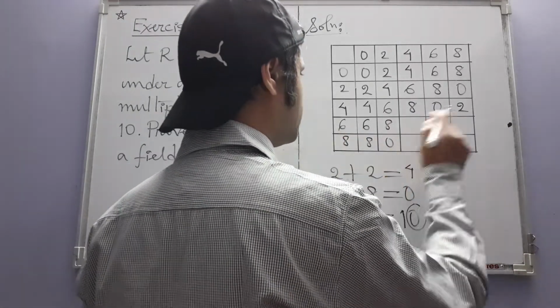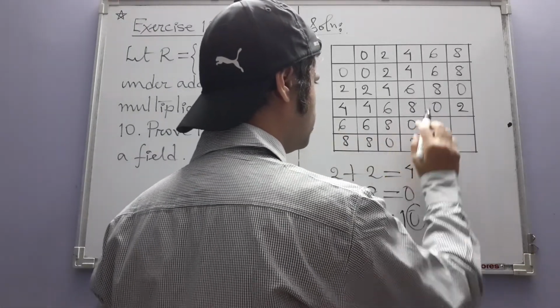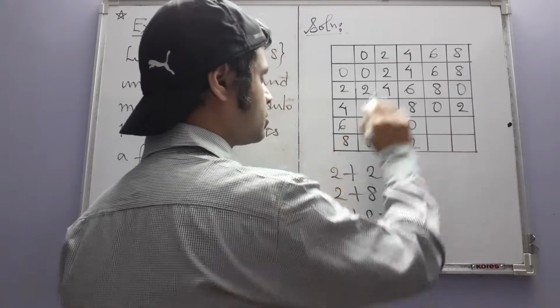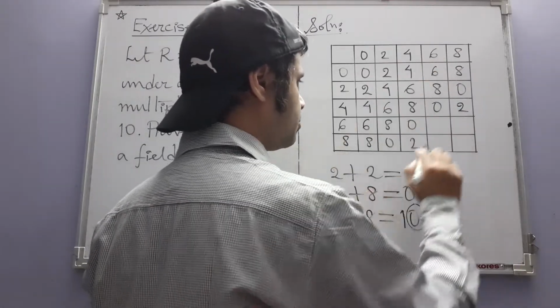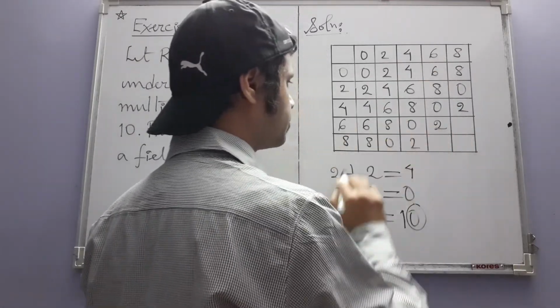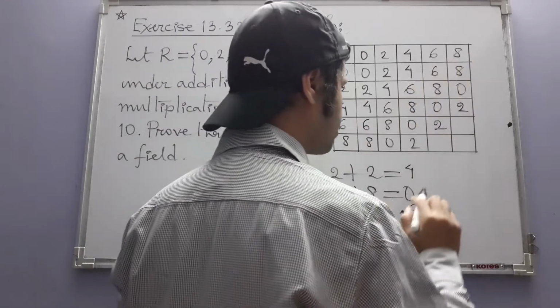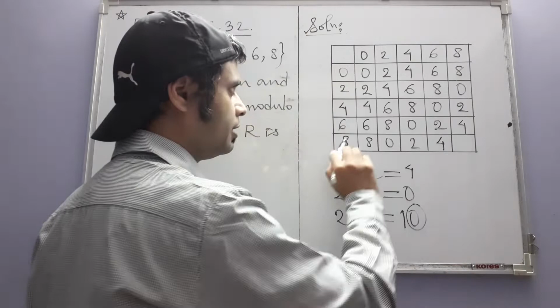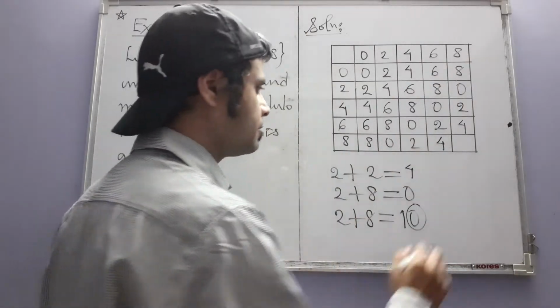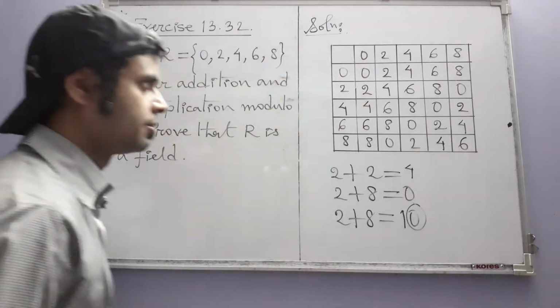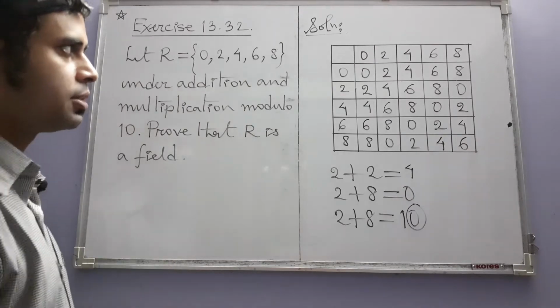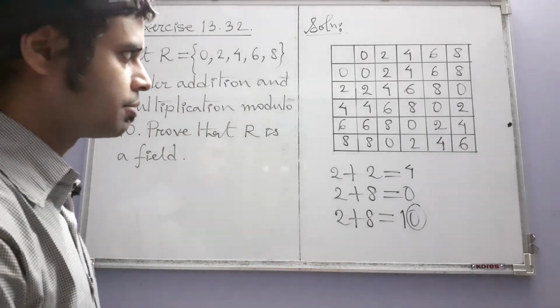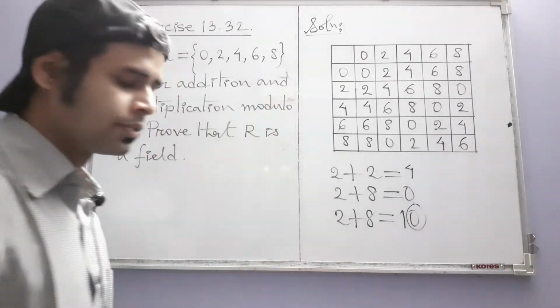So then 0, 2, 0, 2, so 0, 2. 6 plus 6 is 12, 12 means 2. 6 plus 8 is 14, 14 means 4. So 4, and finally 8 plus 8 is 16, 16 means 6. So this is the full composition table for addition modulo 10 on this set.